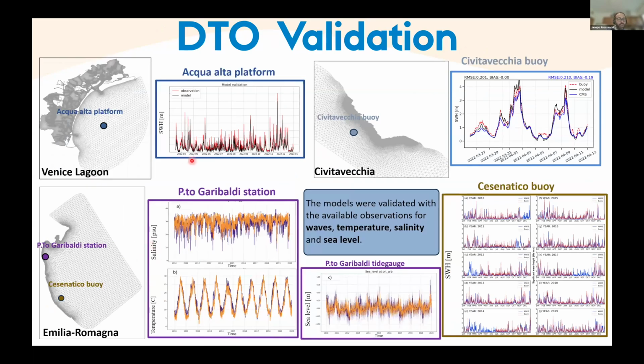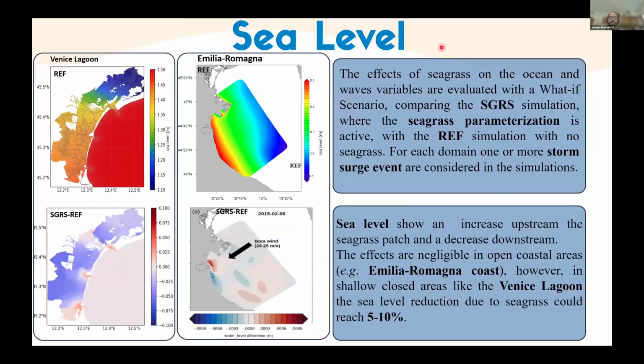So we validate the control simulations using the data of significant wave height, and also salinity and temperature for the ocean circulation model, and sea level, just to validate our models. And then we can take a look at what the results of these simulations are. As I already mentioned, we did the comparison between the simulation with seagrass and the one without seagrass to evaluate the impact of seagrass. Here we have the sea level.